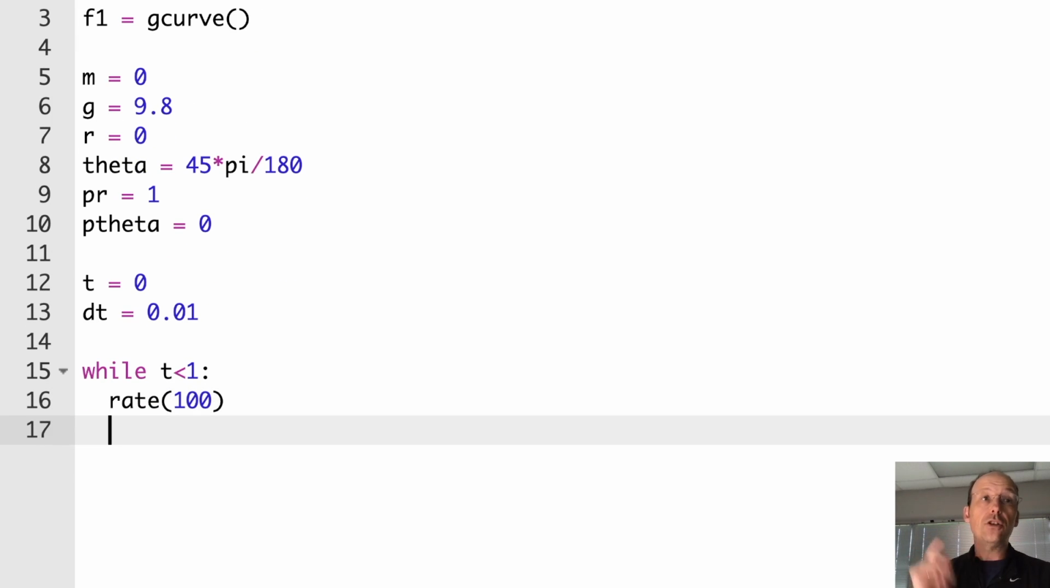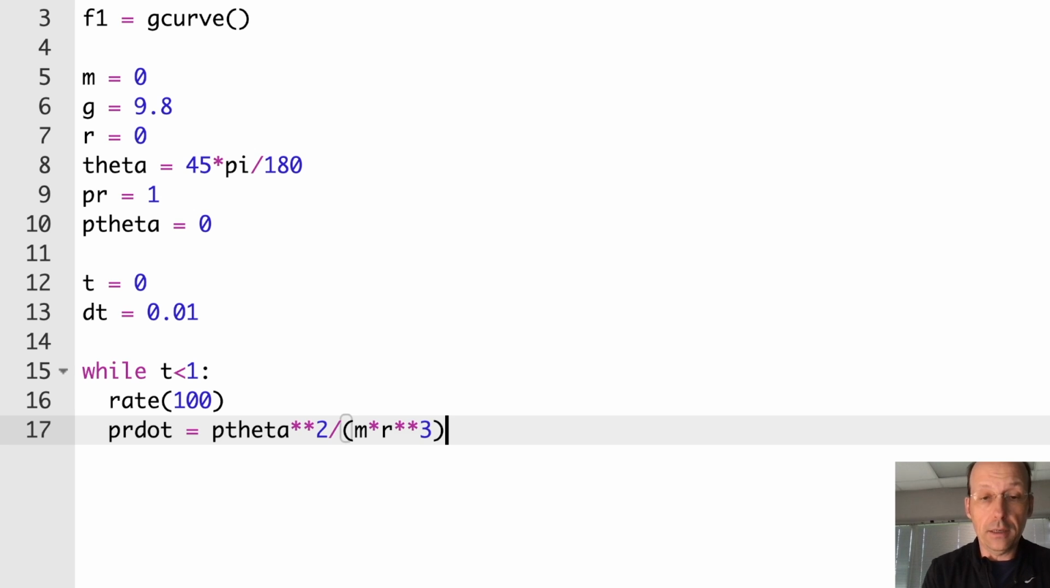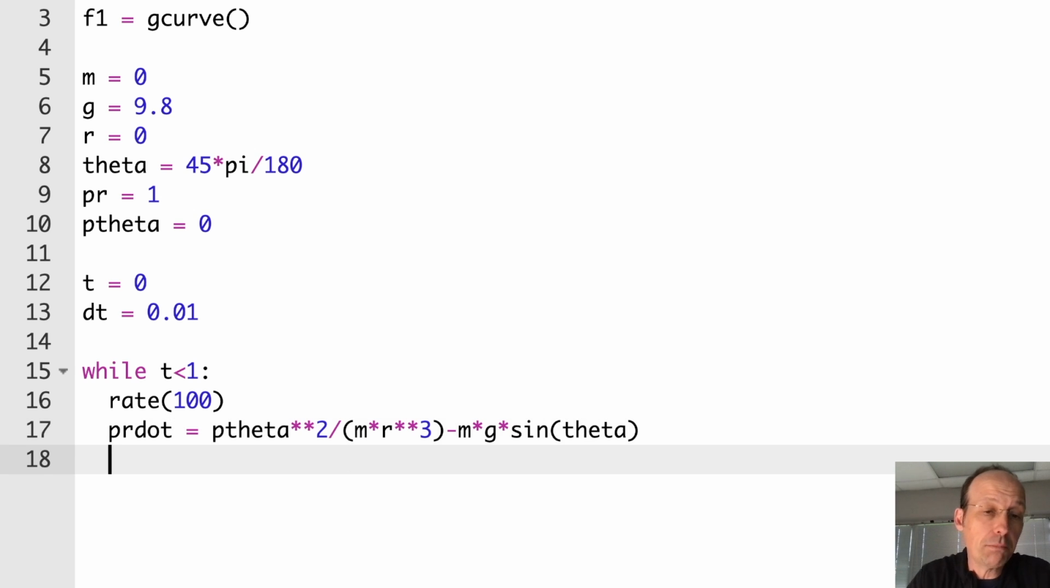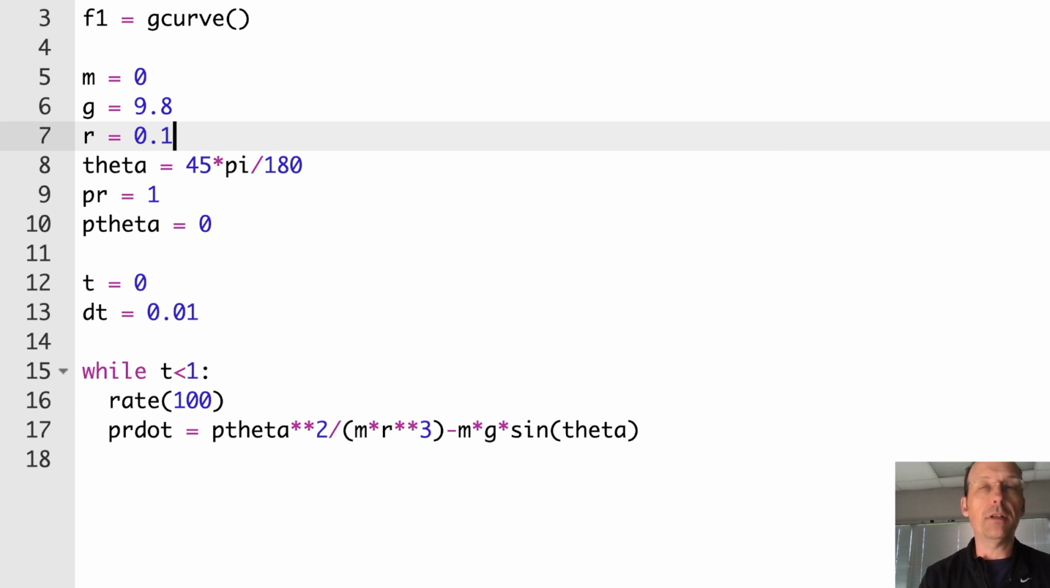And the first thing I want to do is to calculate PR dot. So PR dot, and I'm looking at my equation over here. It's just going to be P theta, which I know is 0, squared, divided by M times R cubed. I have all those values, so I can calculate that. And then I have minus M times G times sine theta. Now you see right here the problem. Can you see the problem? If I start off with R equals 0, that's cool, but right here I'm going to get P theta squared divided by M R, and R is 0, so I'm going to get an infinite thing. So I can't have R equals 0. So I'm just going to put 0.1. Who cares?